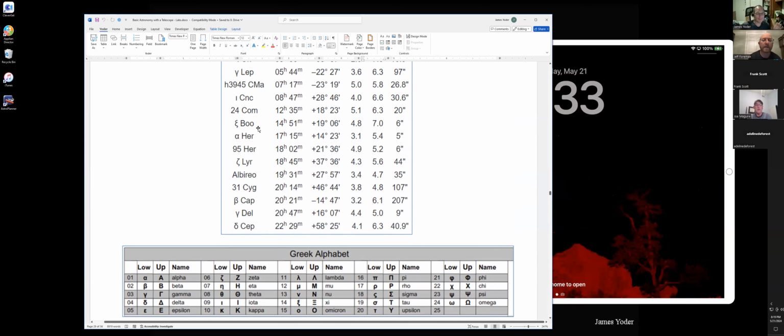Now, that's an excellent question. There's not 24 letters in the Greek alphabet, and there are many constellations with more than 24 stars in them. So what happens when you run out of the Greek alphabet? Then you start numbering them. The next star after Omega in a constellation would be 1, whatever the constellation, and 2, 3. So this 24 Coma Berenices here, that's the 48th brightest star in the constellation.